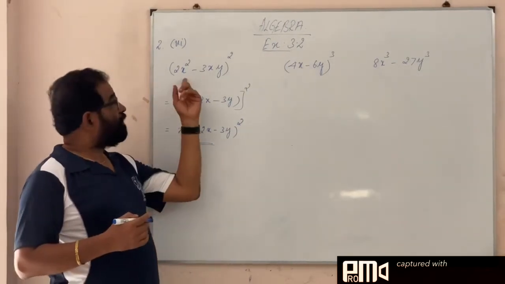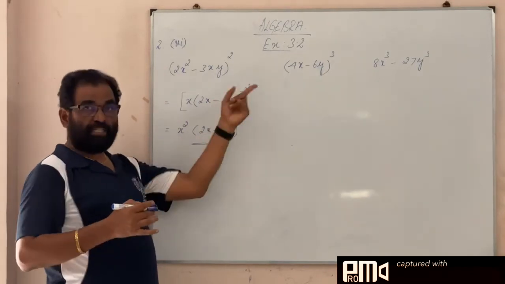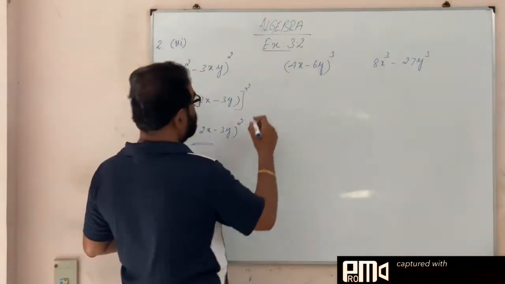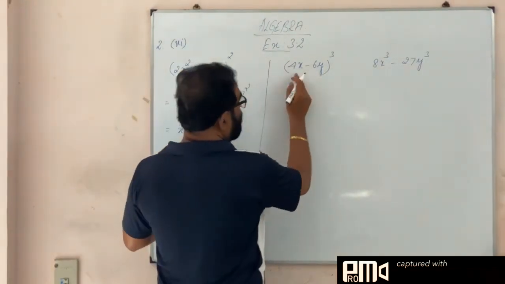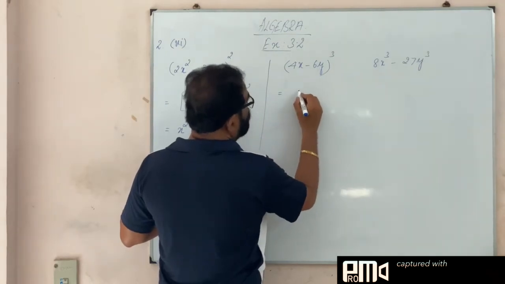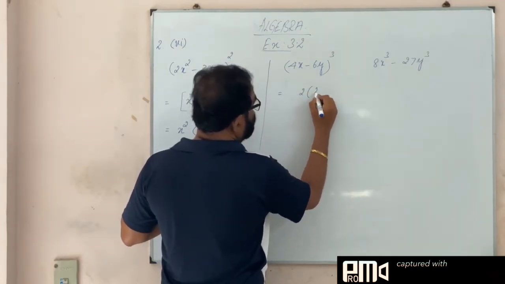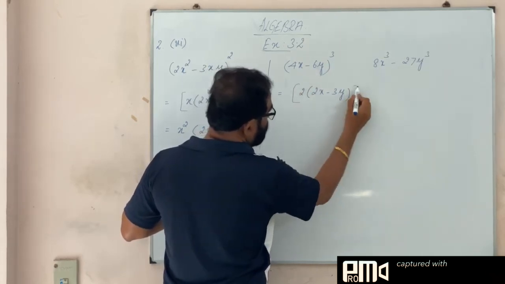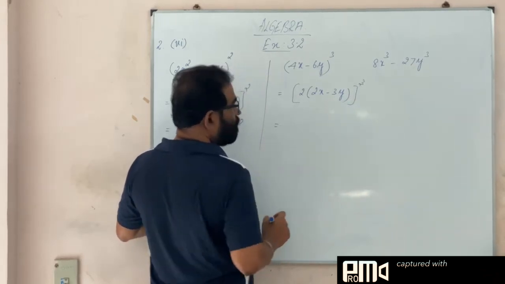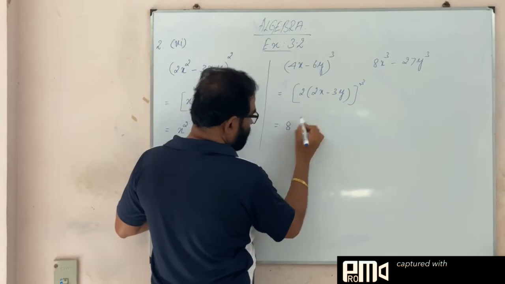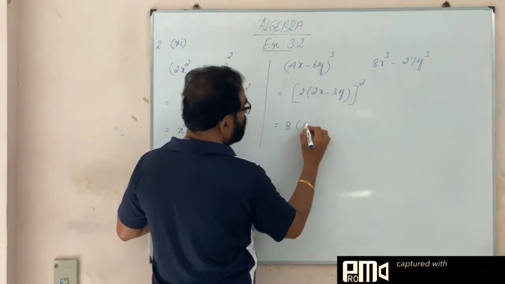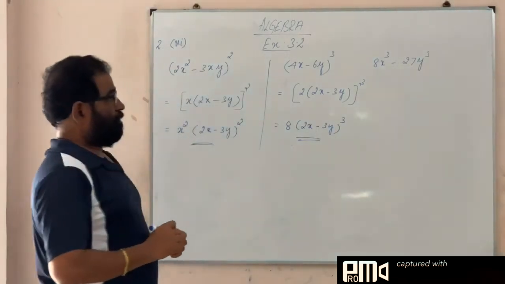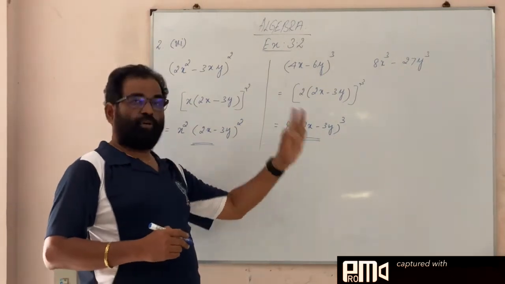Can you follow? First take the common factor. Everything is inside the square, so the whole square is there. Be careful. Then here also a common factor is there. 2 is a common factor, so I can write 2 into 2x minus 3y, all this inside the whole cube. So now take 2 cube, 2 cube is 8. Then 8 into 2x minus 3y the whole cube. Factors.